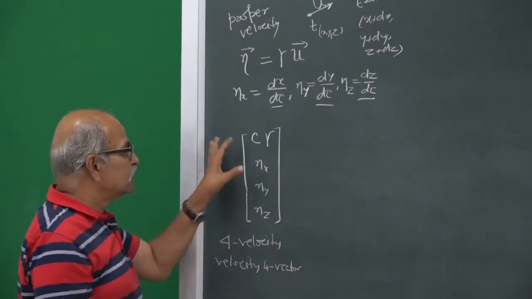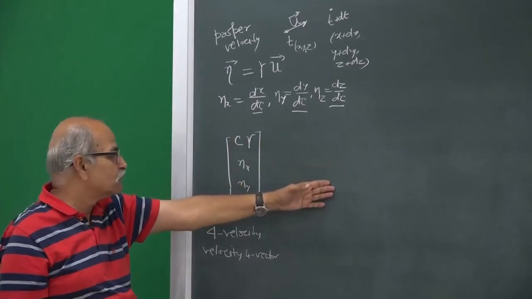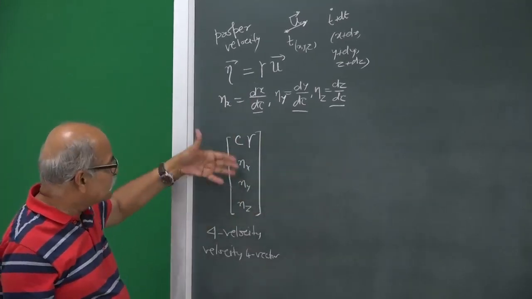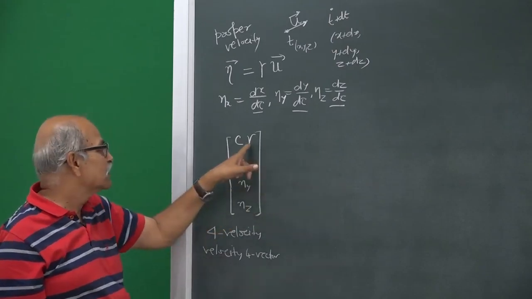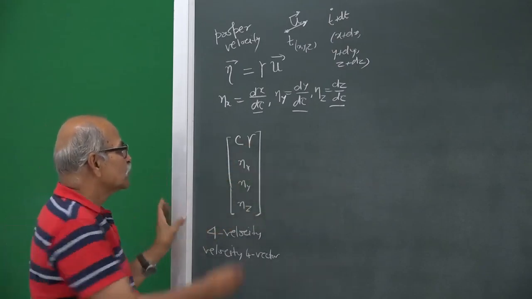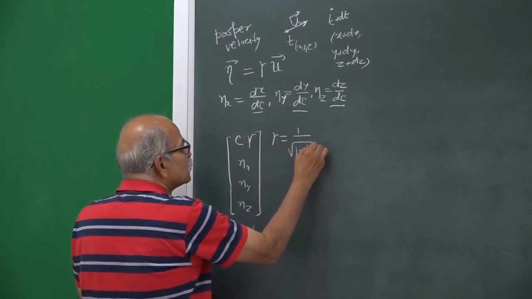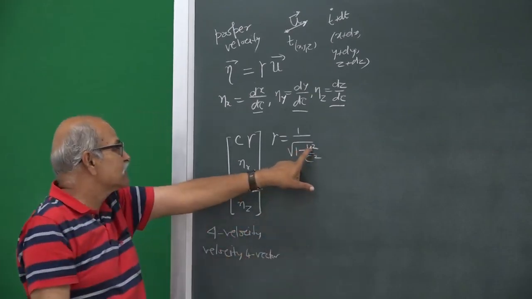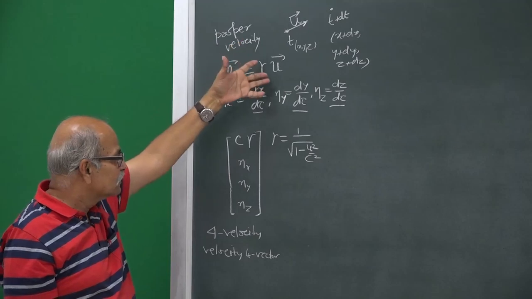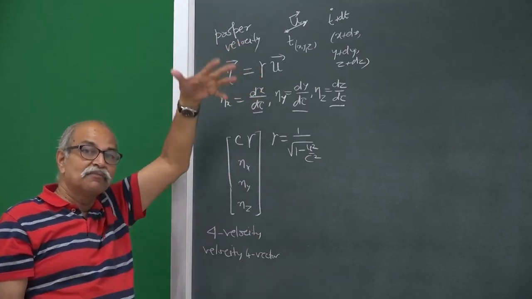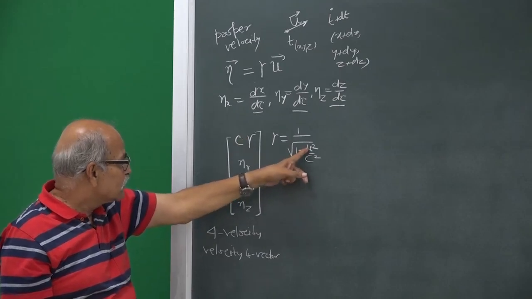It is a 4 vector, it transforms according to the Lorentz transformation, the same transformation equations which are followed by the position 4 vector ct, x, y, z. And remember, what is this gamma? This is 1 by square root of 1 minus u square by c square, with u the particle velocity. We will also talk in terms of frame velocities, and there also we say gamma and beta gamma and all those things, but this gamma here is from the particle velocity.